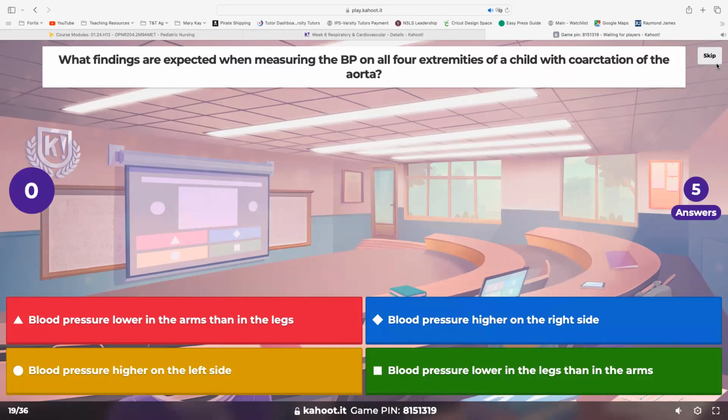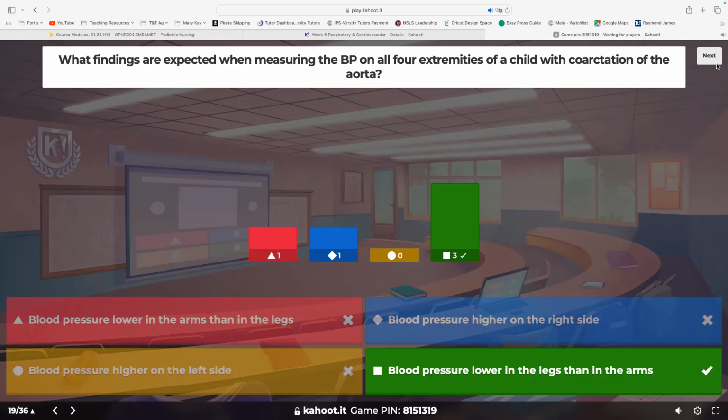So with a coarctation, we expect the blood pressure below that kink to be lower. So we're going to see lower blood pressures in our legs and high blood pressures in our arms.